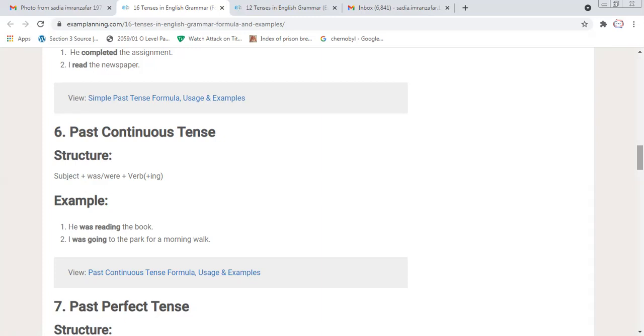The examples are, he was reading the newspaper. So he is the subject, it's a pronoun. Was is a helping verb here. Read is the main verb and ing is the gerund. The newspaper is the predicate and the rest of the sentence, and we can also say this is the object. Here the is an article and newspaper is a noun.